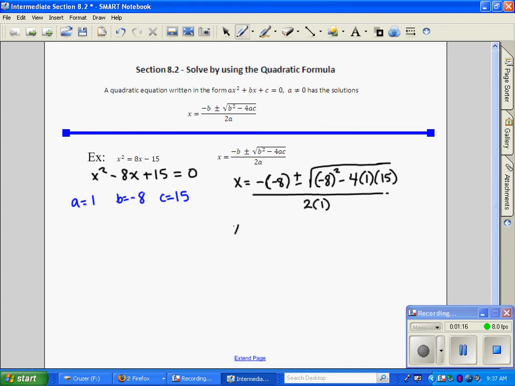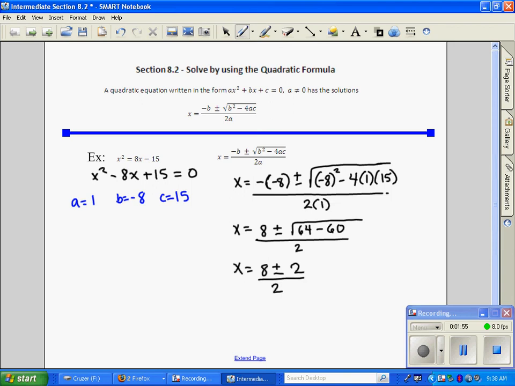So you're going to get x equals 8 plus or minus. Now this part is called your discriminant. It has a special name. Negative 8 squared is 64. And now this is the part I'm going to put in my calculator: negative 4 times 1 times 15, and that's going to give me negative 60, over 2. So then I get x equals 8 plus or minus the square root of 64 minus 60, which is the square root of 4, which is 2, divided by 2.